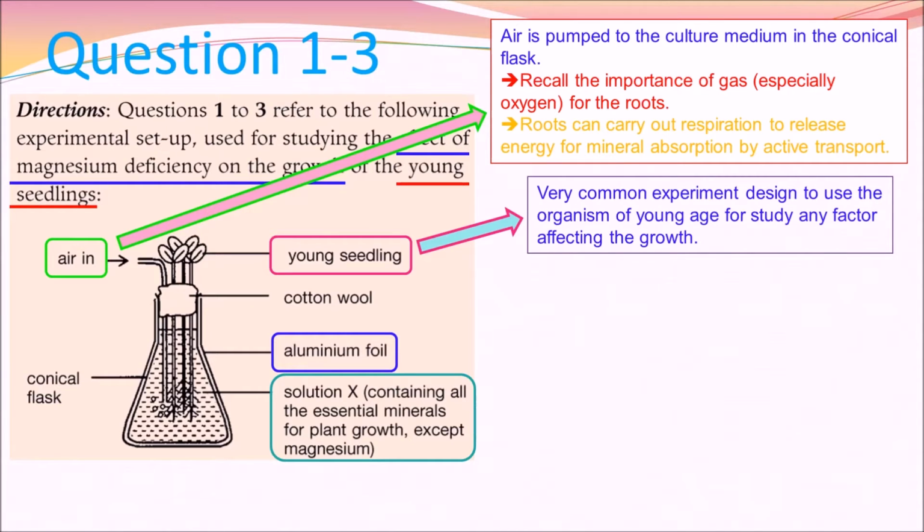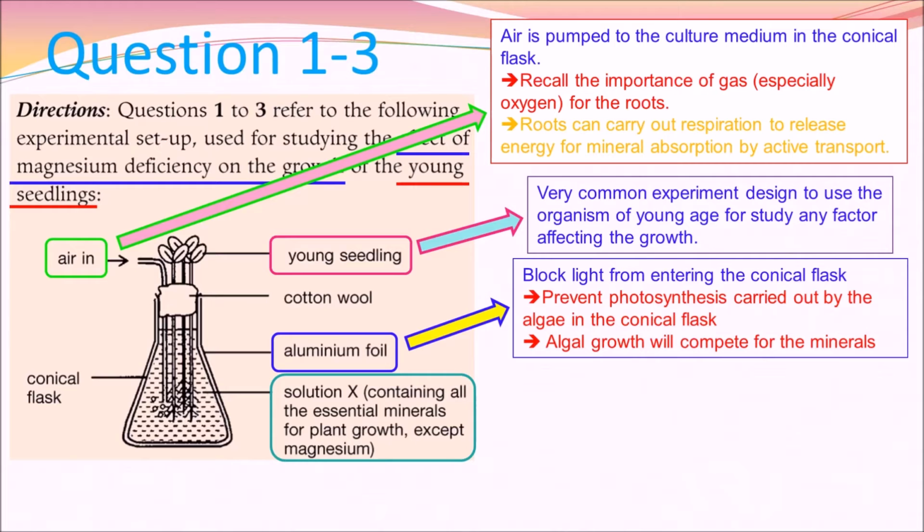The second one is that we use young seedlings for the experiment, and it's a very common practice in designing an experiment used to study any factor affecting growth. For example, in Chapter 5, if we would like to investigate the effect of calcium on the growth of mice, we shall use young mice, some little mice, but not old mice. Why? We shall talk about this special design in the question.